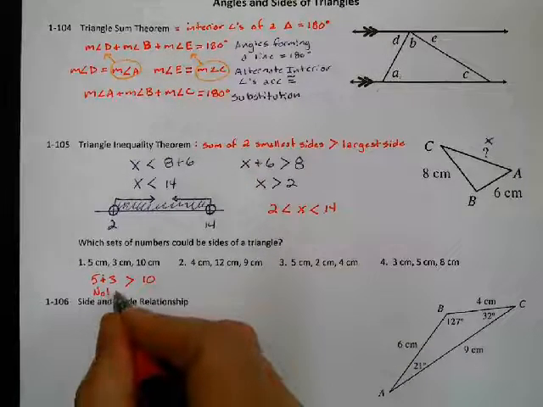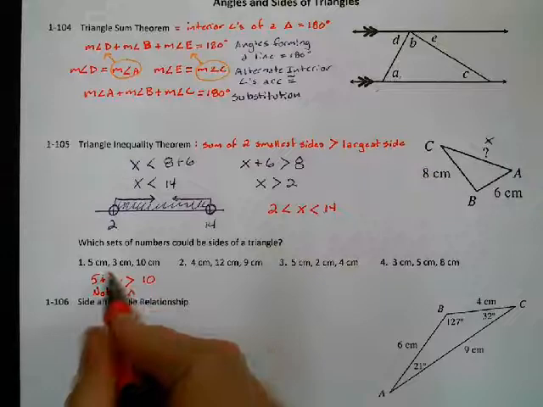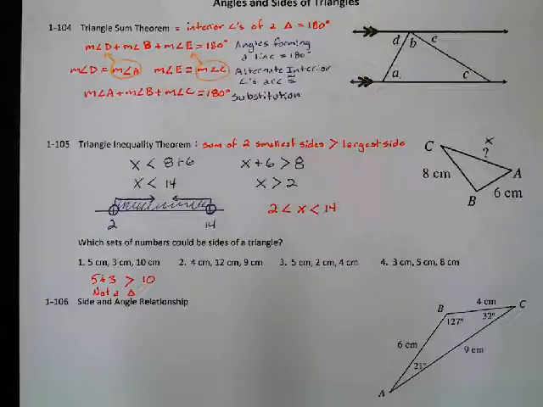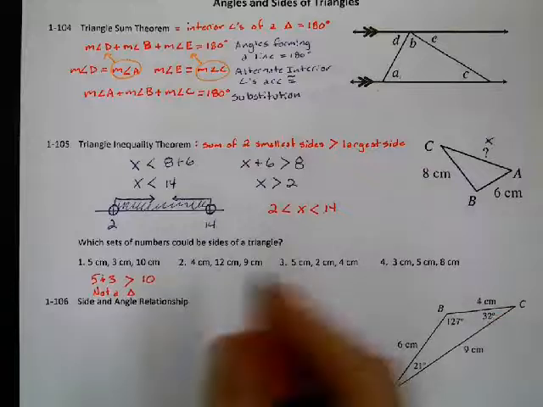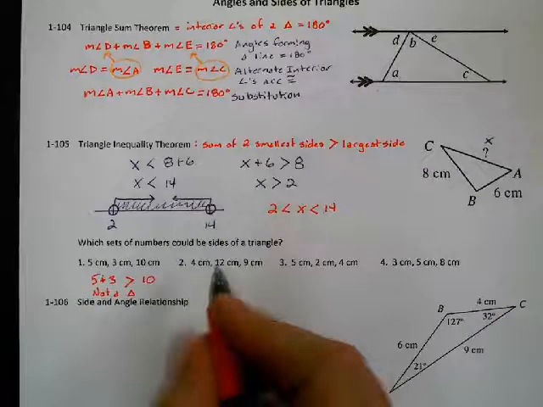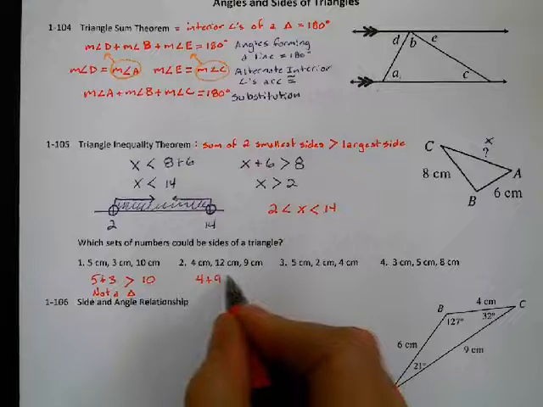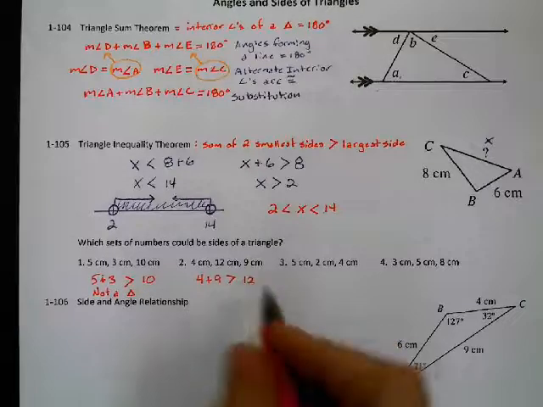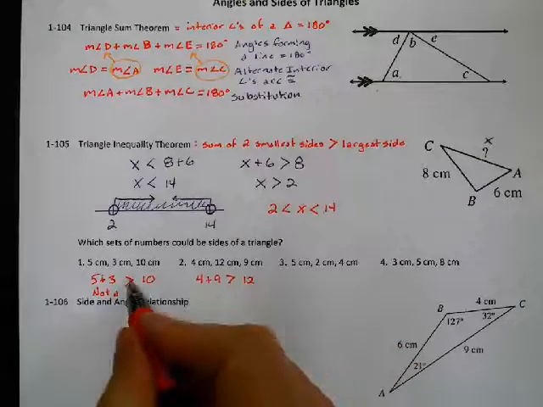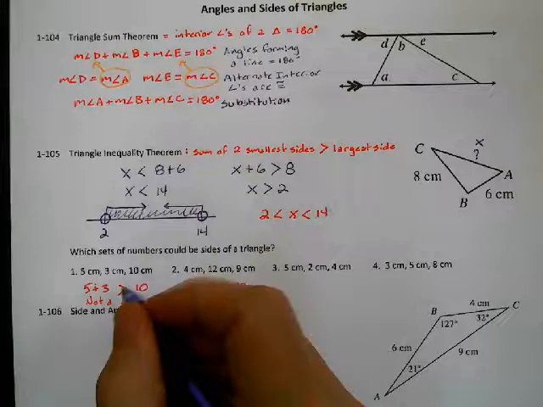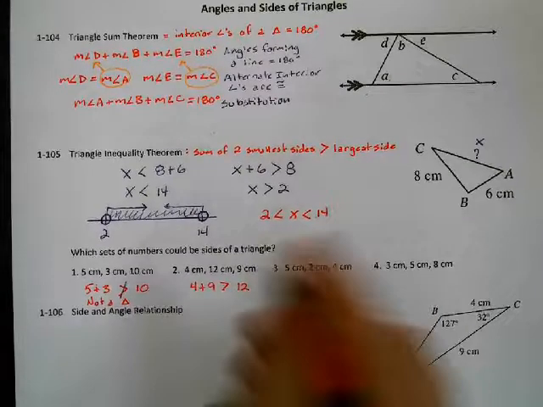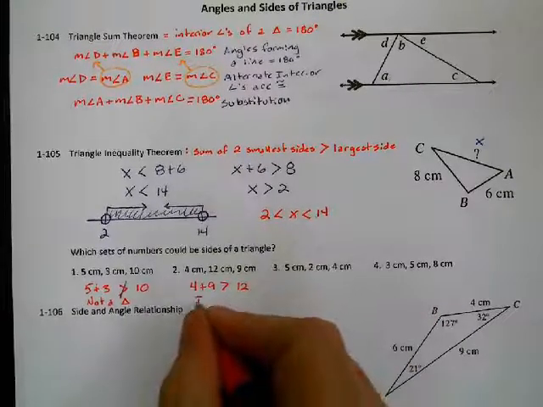Because the two smallest have to be bigger than the largest side. Otherwise, they're not going to touch, remember? All right, over here, my two smallest sides are 4 and 9. The two smallest have to be bigger than the longest side. And in this case, yes, it does work. This was not true. So that is a triangle. Because 13 is bigger than 12.